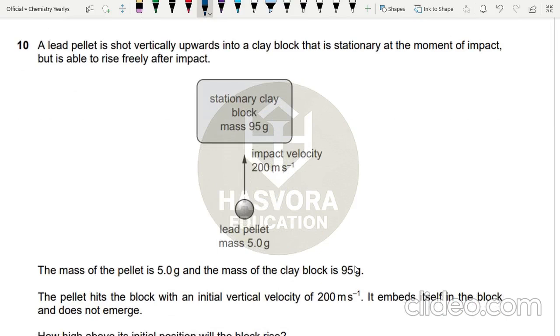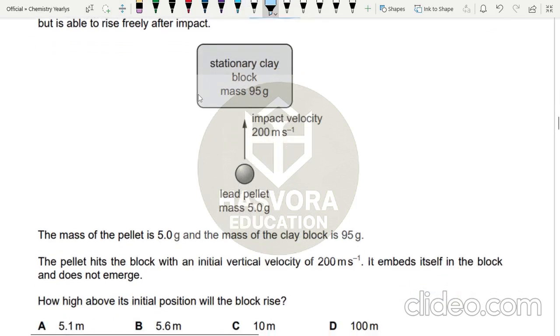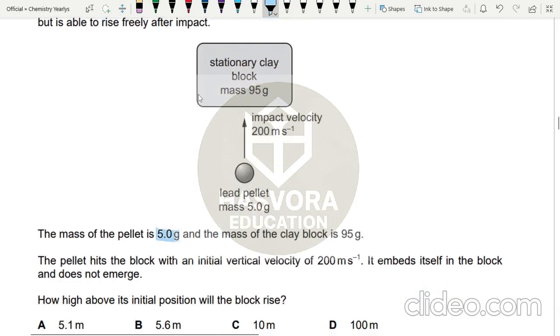Now they are telling us a lead pellet is shot vertically upwards into a clay block that is stationary. Stationary means it has no movement at the moment of impact, but it is able to rise freely after impact. The mass of the pellet is 5 grams. They have given you the mass in grams, so make sure you convert into kilograms. The mass of the clay block is 95 grams. The pellet hits the block with an initial vertical velocity of 200 meter per second.